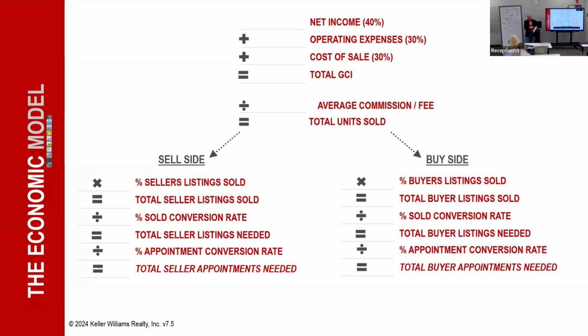Whatever number you write, we're then going to divide that by 0.40 and put it under your total GCI. Okay. So everybody do that real quick. If you got any questions, feel free to ask.